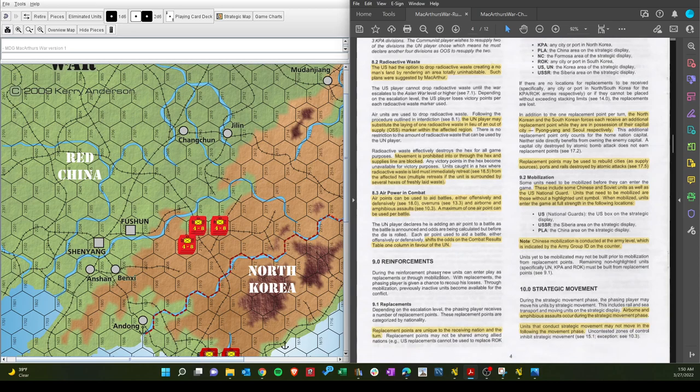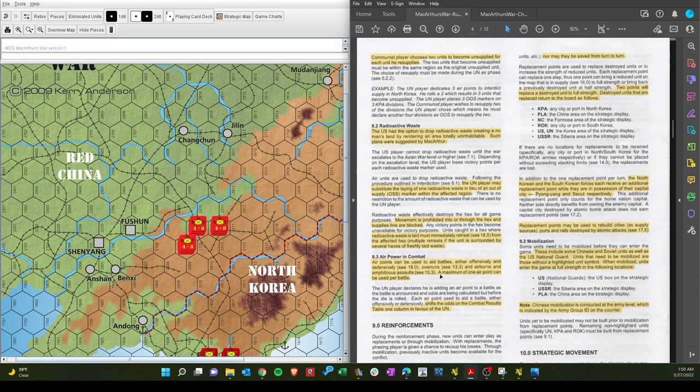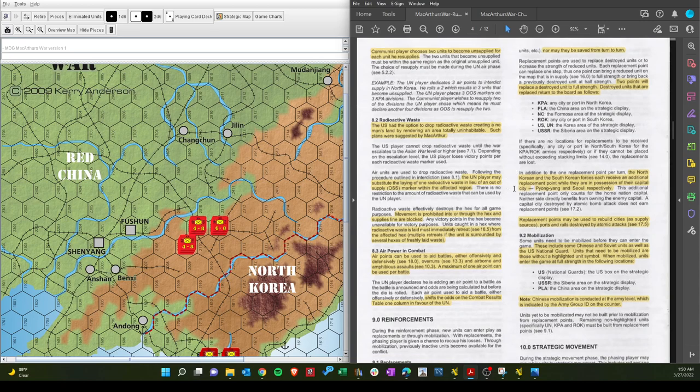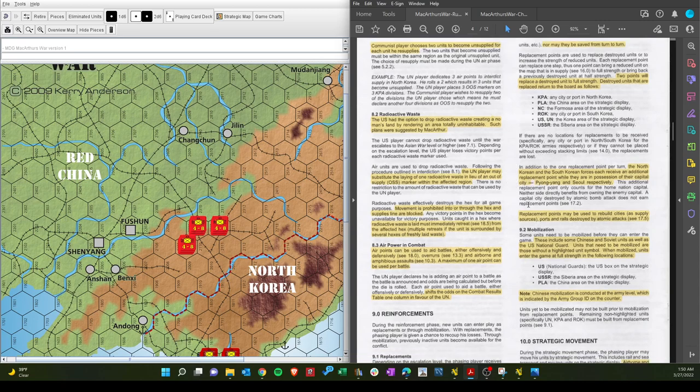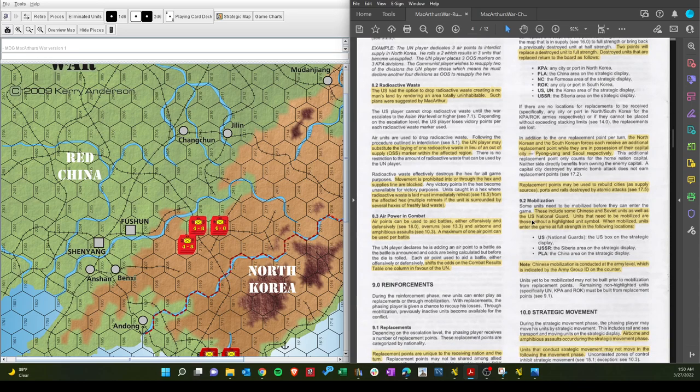Okay. Replacement, we saw that. Replacement points cannot be saved from turn to turn, so use it or lose it. 1 point will bring a unit to full strength. 2 points will recover a destroyed unit. And this tells you where they appear. Siberia, Korea. This is replacement now, not reinforcements. There's the additional point for having your capital.